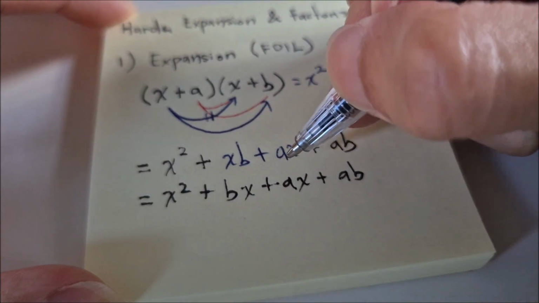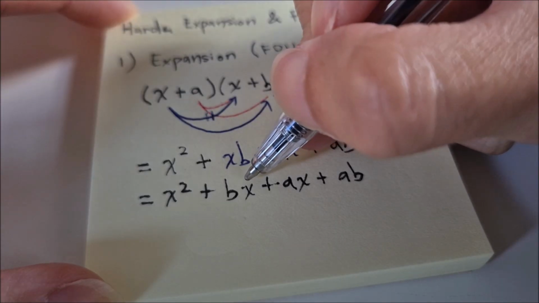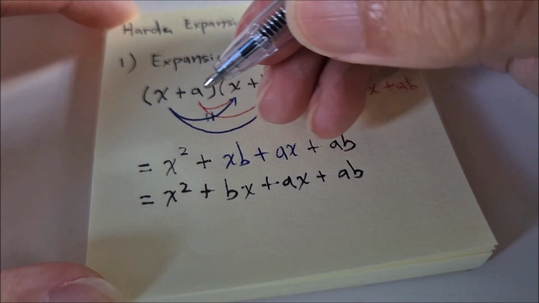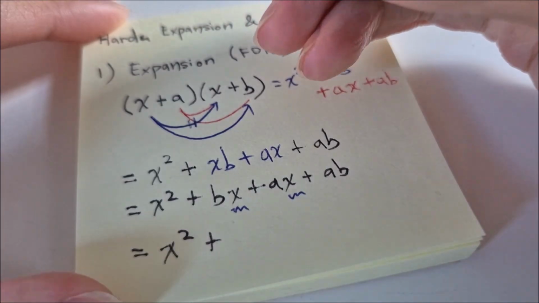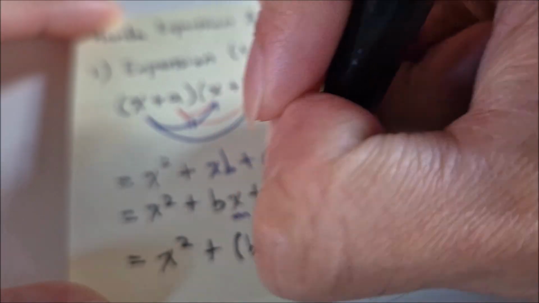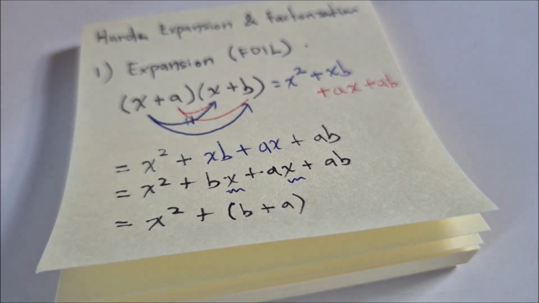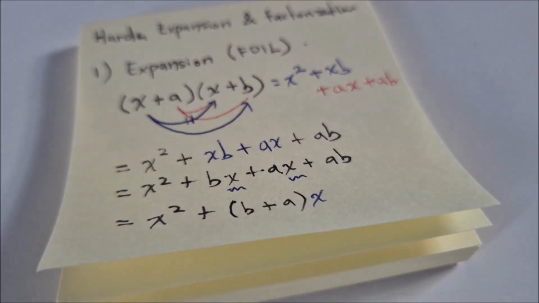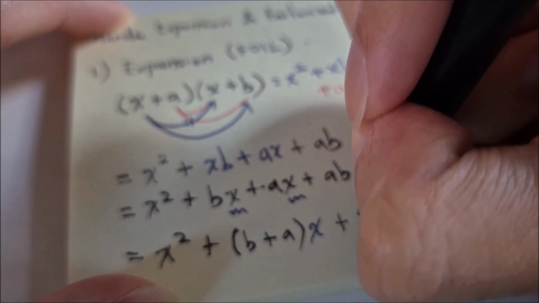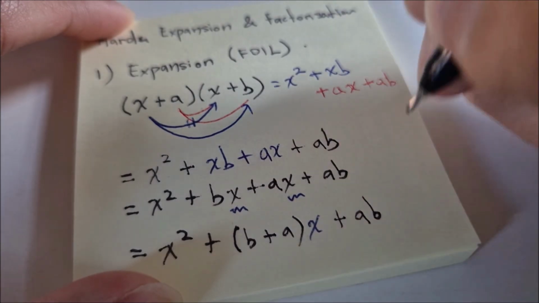Notice about this expression right here, we can factorize it, right? Because we have bx and ax. The common factor here is x. That will be x squared plus b plus a, all times by x. Finally, we have ab.